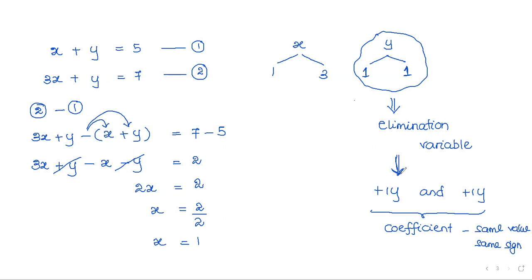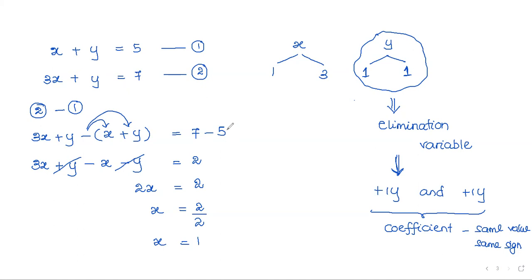But there is no hard and fast rule; you can decide on 1 minus 2 also. But here I took 2 minus 1 because I saw that equation 2 has higher values than equation 1. First, I wrote equation 2's components, 3x plus y, subtract. Then I write equation 1's components, x plus y. Then 7 minus 5. So then I solve the bracket.